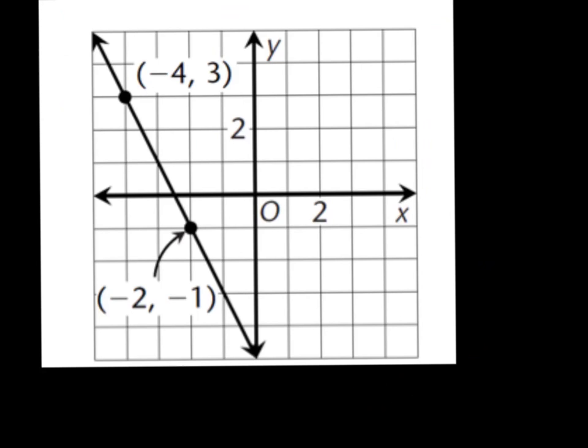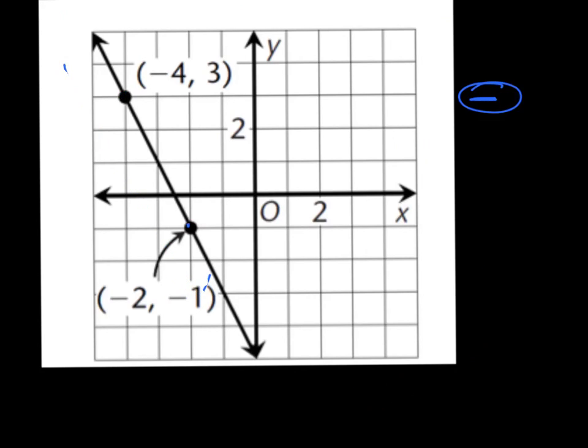I have another line here, and I want to try to find the slope of this line. First, you should look at your line, and as I go from left to right, it's going down. So I know it has a negative slope. I'm going to make myself a little reminder so I don't forget that.